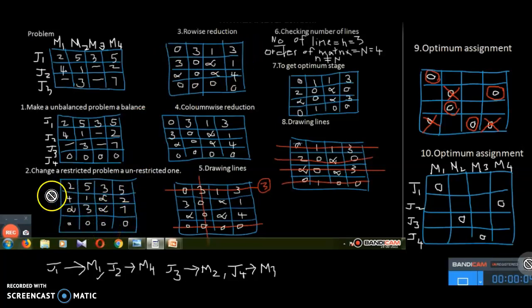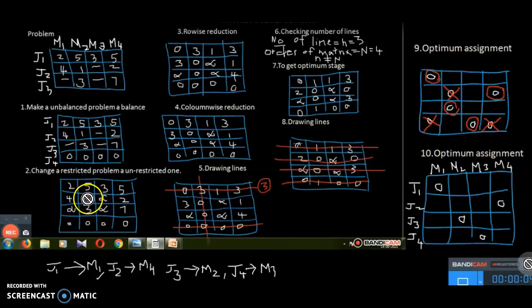Okay, so you take the second row, the least element is 1, subtract this 1 from all other entries in that particular row, and we will get this row. 4 minus 1 is 3, 1 minus 1 is 0, infinity minus 1 is infinity, 2 minus 1 is 1. The same way we have to do for this row and this row also.